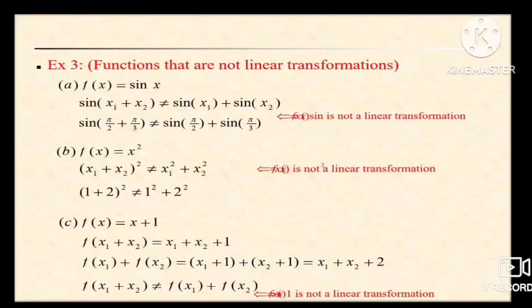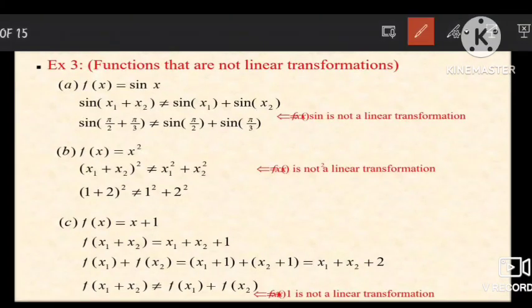Now here is another example of functions that are not linear transformations. So here in this example I'll be telling you about the functions that are not linear transformations. First is f(x) = sin x. This is not a linear transformation.